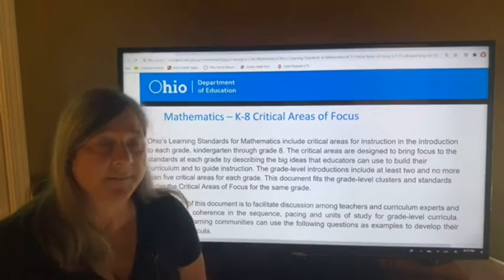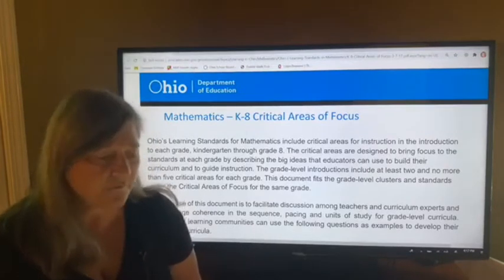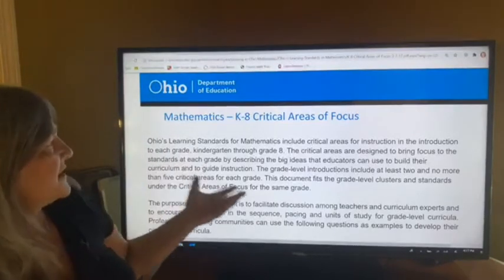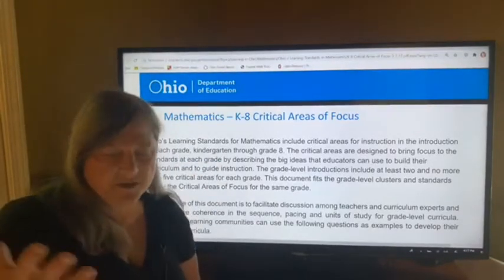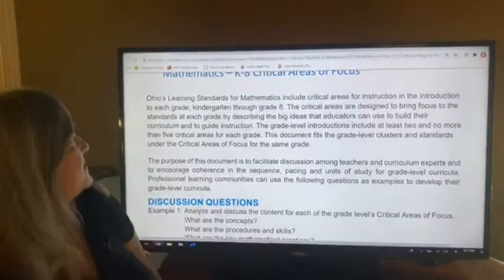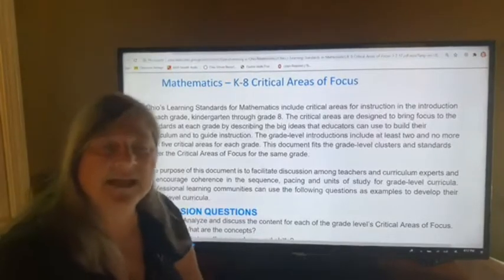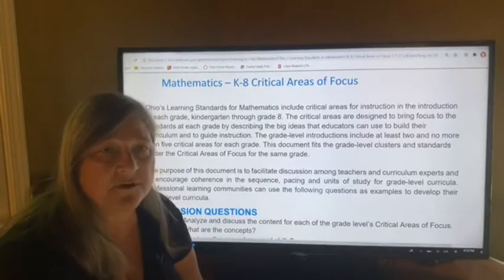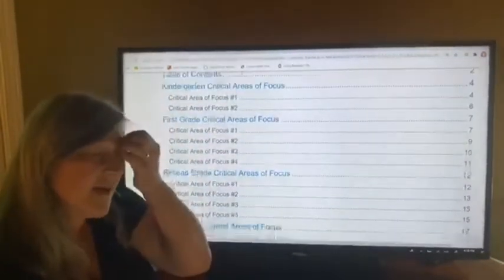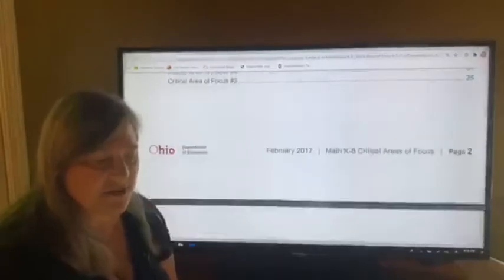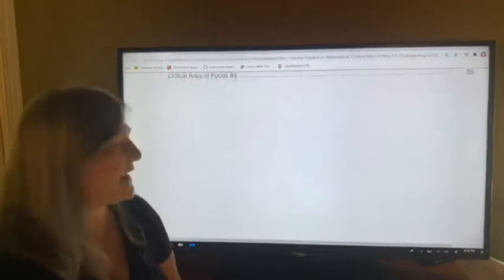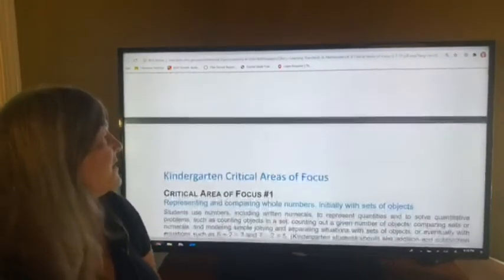So we're going to start this series with kindergarten. As I said, you can go to Ohio Department of Education or try your Department of Education. In Ohio, I have this math for K to 8. There are also critical areas of focus for Algebra 1 and geometry as well. So just skim through it. There's a lot of detail in here. I'm just going to show you where we're going to start. It has all the critical areas for each of the grade levels up to 8th in this particular document. We're going to start with kindergarten.